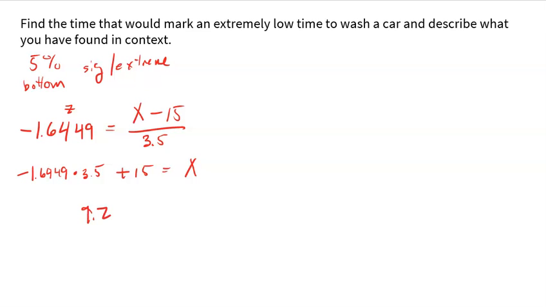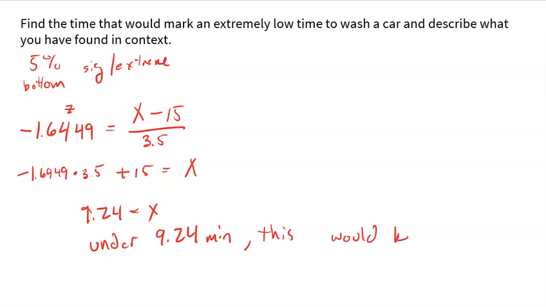All right, so if it were to take Josh under 9.24 minutes to wash a car, this would be extremely low. So there is a 5% probability that it would take 9.24 or more extreme, or lower in this case. And if that would happen, then again, that would be significant. I would wonder why. Why did it take you such a short amount of time?